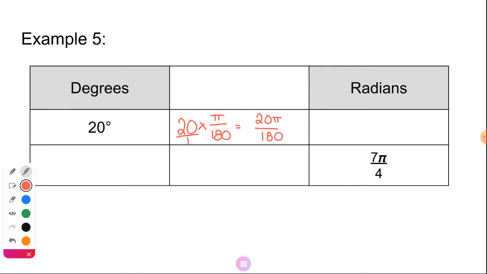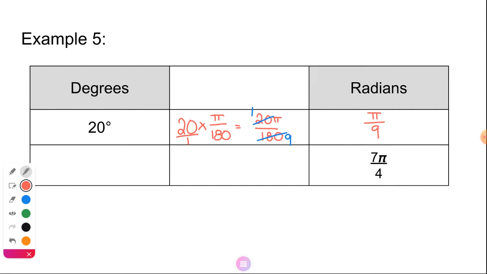So we are going to simplify as much as we can. For this problem, 20 goes into 20 and into 180. So we're going to divide both of those to simplify this. So 20 goes into 20 one time, and 20 goes into 180 9 times. And so this will result in a radian measure of 1 pi, or just pi, over 9.